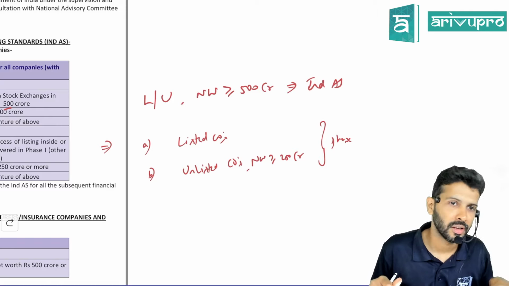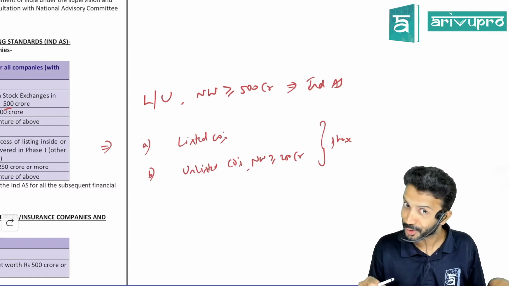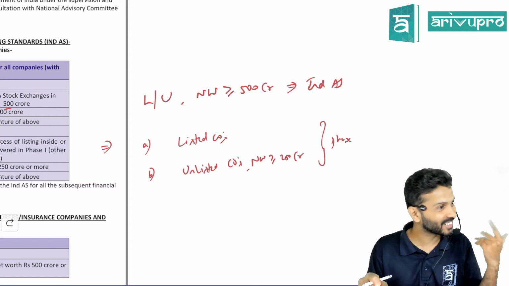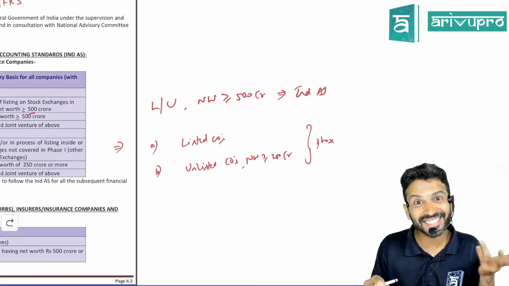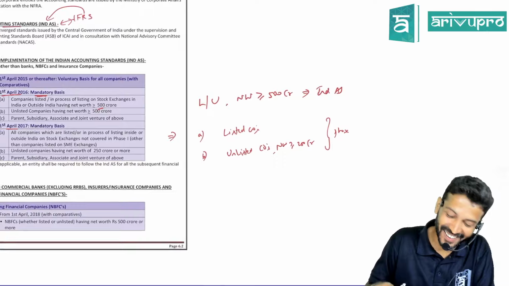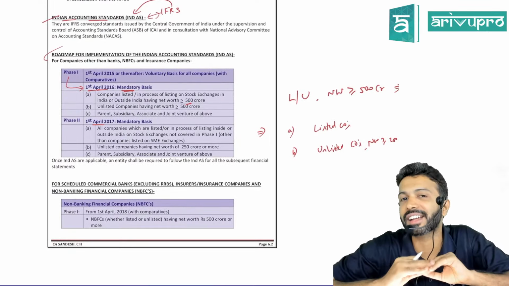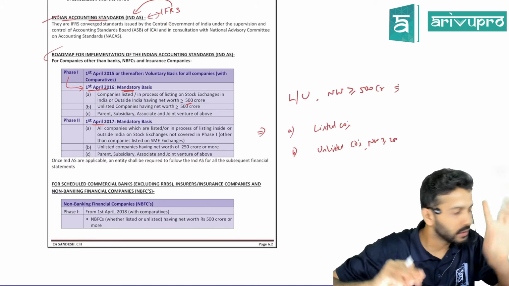AS will be applicable. Like this, an MCQ question could be asked: are you following AS or Ind AS? Such a smart one, I tell you. See, he's not asking about turnover, he's asking about AS or Ind AS. The rest we'll figure out. Okay, but basically everyone understood this. So based on net worth, they have given the criteria whether you have to follow AS or Ind AS.